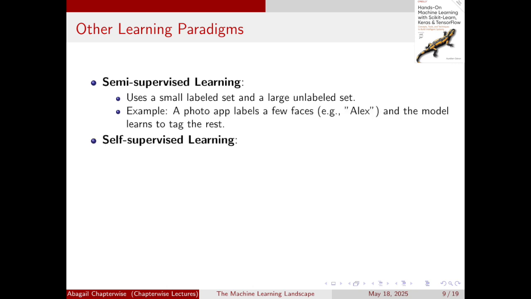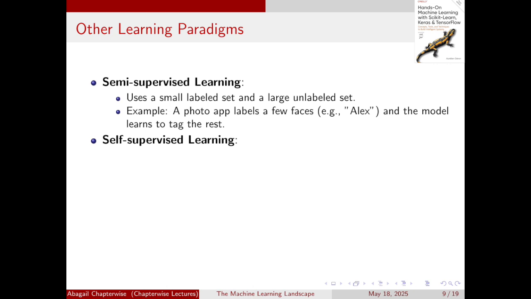For example, imagine a photo app that wants to organize your images by person. You might label a few photos with names, say, "This is Alex," and "This is Jordan," but you don't label the hundreds of other pictures on your phone. A semi-supervised algorithm can use the small labeled set to learn a rough idea of what Alex and Jordan look like, and then apply that knowledge to cluster or identify the unlabeled photos. It effectively bridges the gap between supervised precision and the abundance of unlabeled data in the real world.